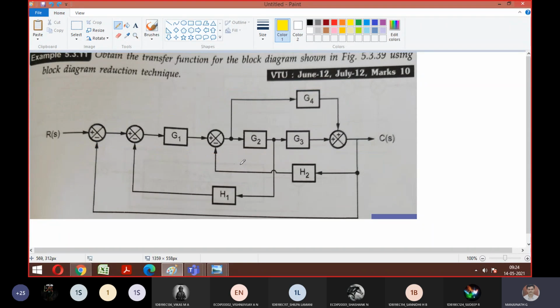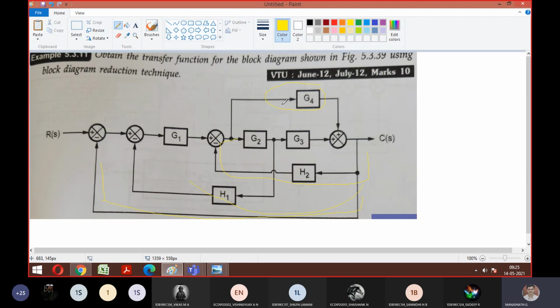Good. How many feedback paths? Output to input now. Three. So you have three feedback paths. This is the output to input path, like here H1, and the last one is this one, which has a unity feedback. Correct? Is it okay? So don't get confused and take this G4 also as a feedback.